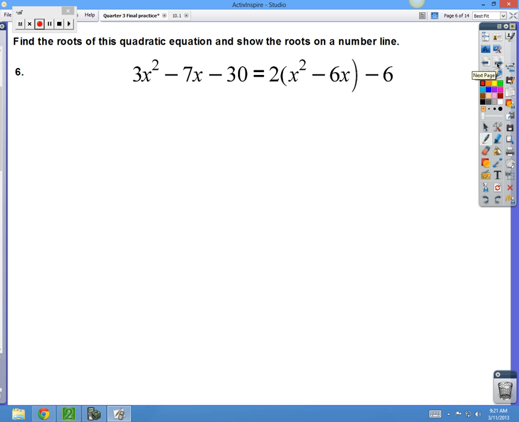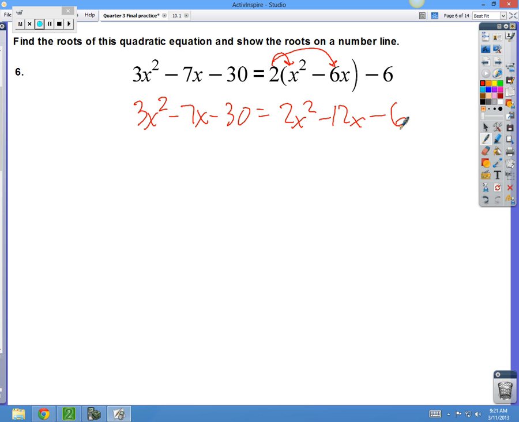Okay. Find the roots. That means solve it. Find the quadratic equation. Move number 1. Get everything on the same side. 3x squared minus 7x minus 30 equals... You got to clean this up right here. Distribute the negative 2, so it's going to be 2x squared minus 12x minus 6. That is your first move.